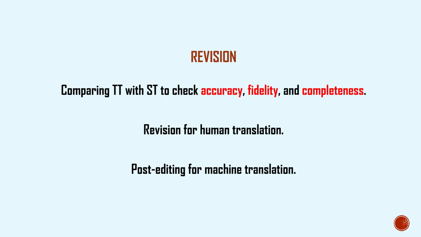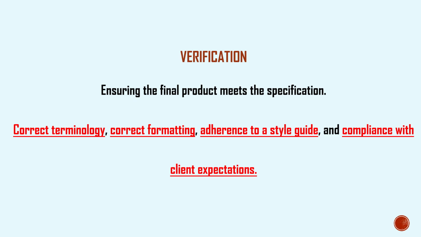In machine translation context, editing often refers to operations such as adding, deleting, replacing, or moving words within a sentence. Revision traditionally assumes that the draft translation was produced by a human, not a machine. Revision means comparing the translated text with the source text. A reviser checks accuracy, fidelity, and completeness. Verification involves ensuring that the final product meets the specification. This implies correct terminology, correct formatting, adherence to a style guide, compliance with client expectations.